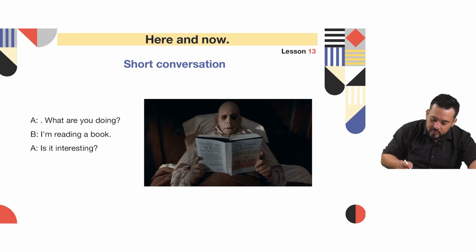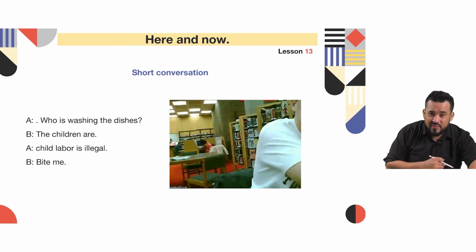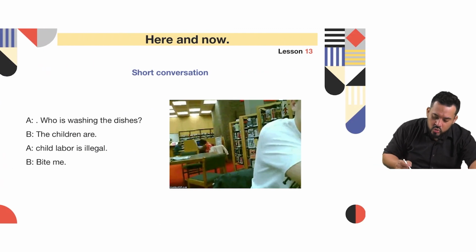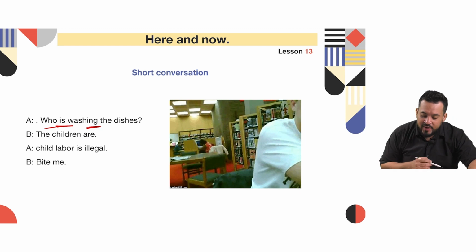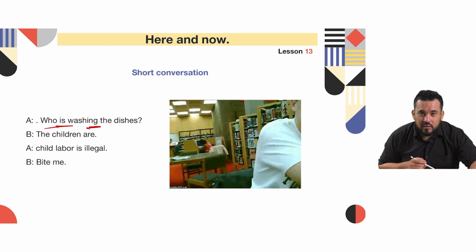What are you doing? I'm reading a book. Is it interesting? Okay, are, doing, am, reading. Who is singing that song? Amal Kudul. Oh, it sounds terrible. That's not very nice. Who is washing the dishes? The children are. Child labor is illegal.